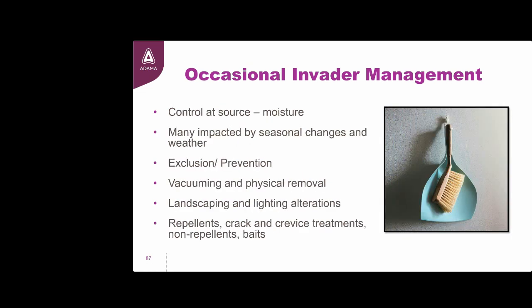Now, generally speaking, with occasional invaders, we can be effective at managing them when we can address those conducive conditions, those conditions around the home and structure that are allowing them to live there and thrive there in the first place. In many cases, that's non-chemical methods, right? We're talking about sanitation, exclusion, habitat modification, vacuuming, making recommendations about better lighting. So those are non-chemical examples. And then there's also several repellents and residual products that we can incorporate into our strategy that'll also be effective.